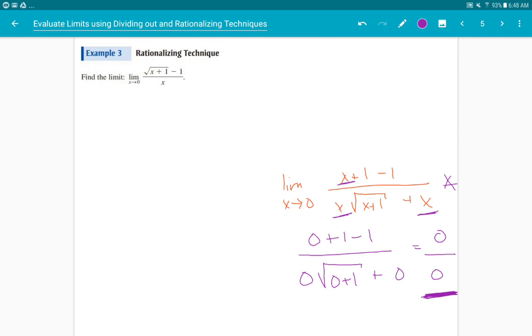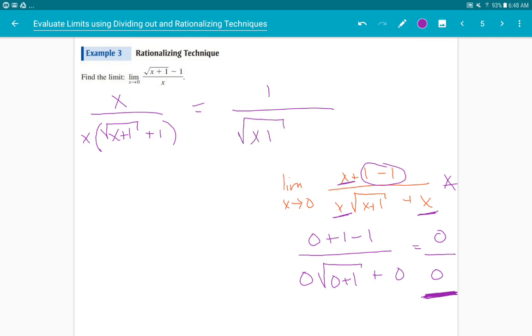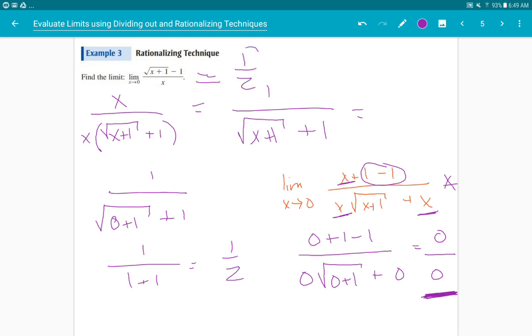So now what we have, if I simplify it, is x, because plus 1 minus 1 is going to cancel. Okay, and then in the denominator, if I factor it, I have x times the square root of x plus 1 plus 1. What's going to happen with these two x values? The two x values are going to simplify, so I get 1 over the square root of x plus 1 plus 1. Now if I plug in 0 for the limit, I'm going to get 1 over the square root of 0 plus 1 plus 1. So I get 1 over 1 plus 1, which is 1/2. All right, so this limit is equal to 1/2.